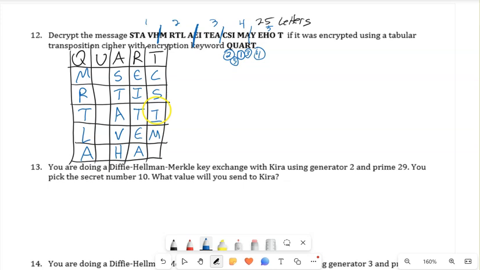Oops, that's not an M. Oh my goodness. There we go. M-A. And the last column goes in the last alphabetical letter. The fifth is the U column. So Y-E-H-O-T.